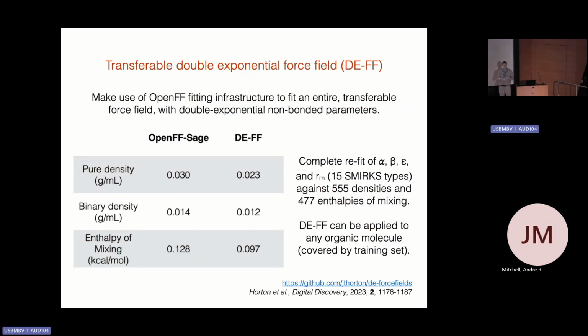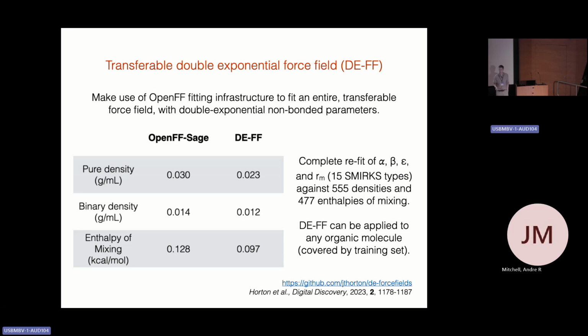But we didn't want to stop at water. We wanted to go to a whole transferable force field for organic chemistry. So we've used that Open Force Field fitting infrastructure to train that up. We've done a complete refit of the global alpha and beta parameters and the epsilon and R min parameters for 15 different SMIRKS or Open Force Field types.